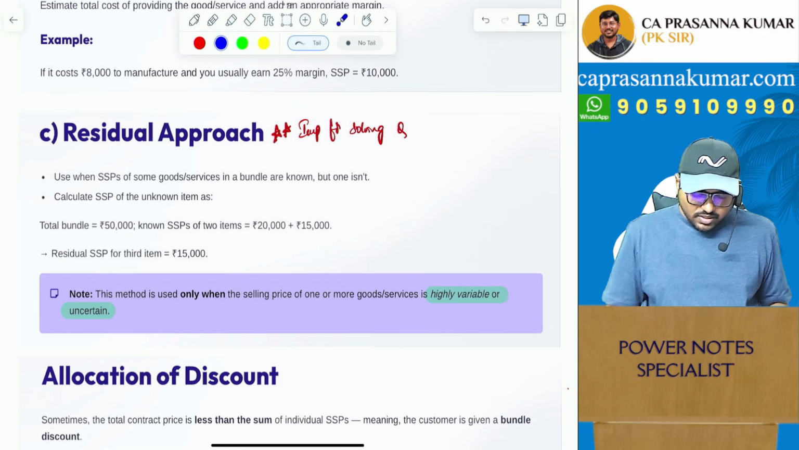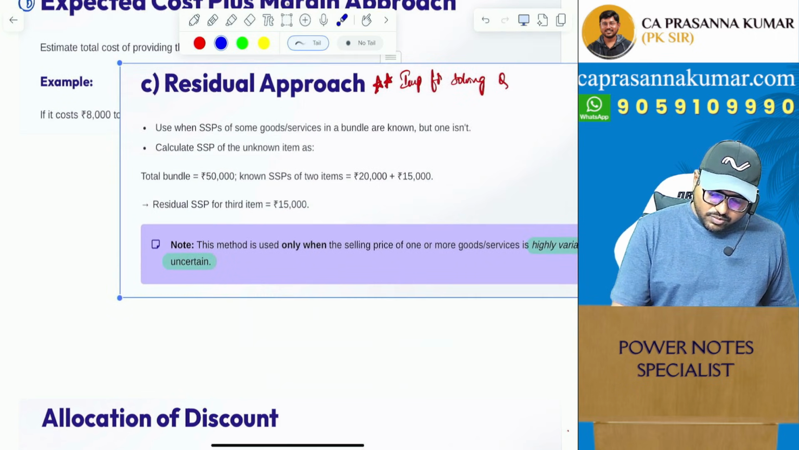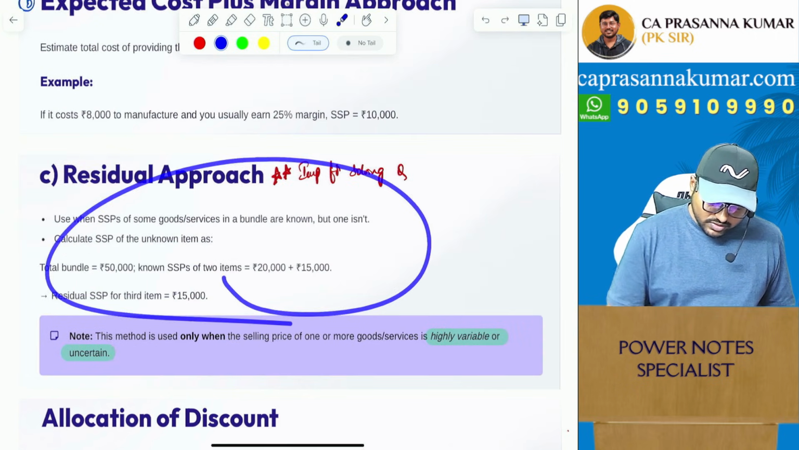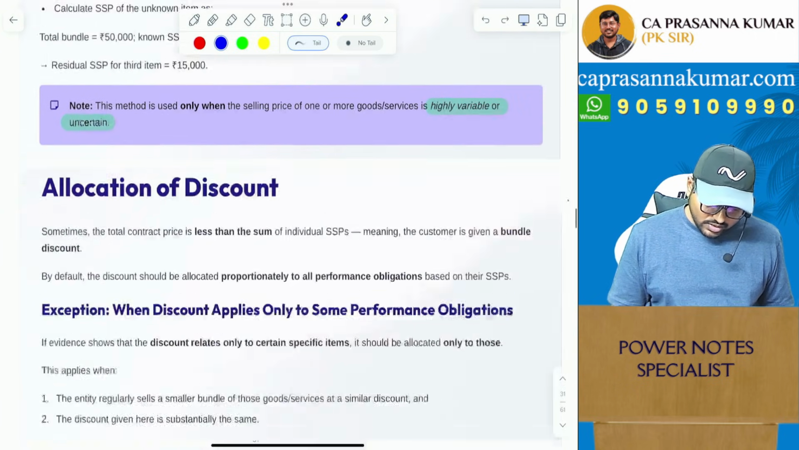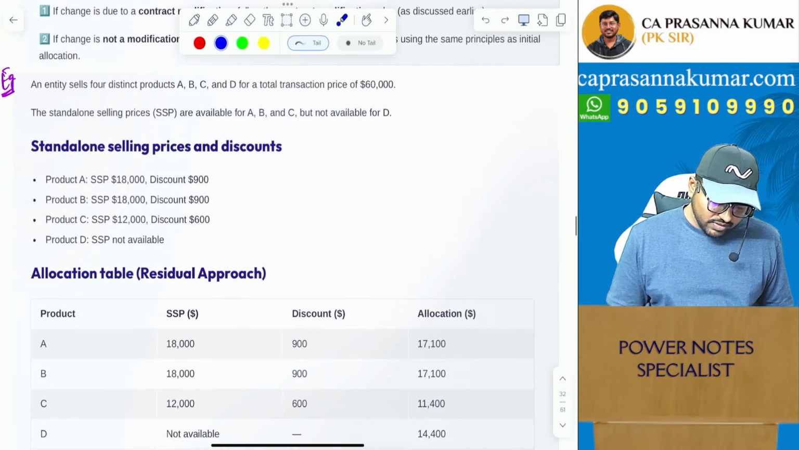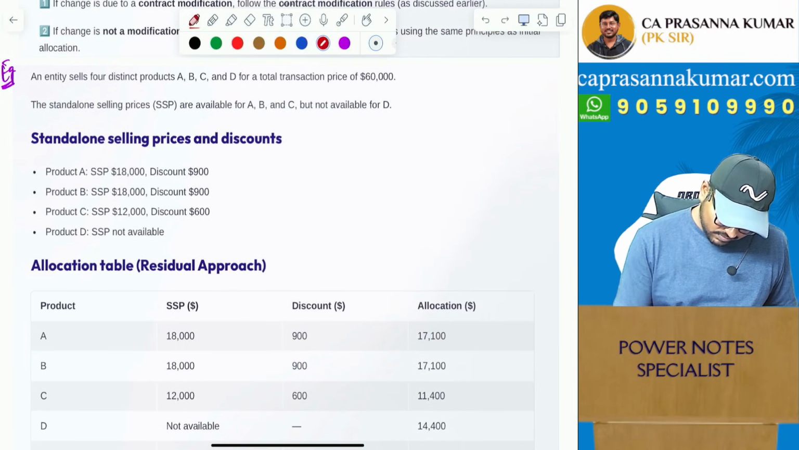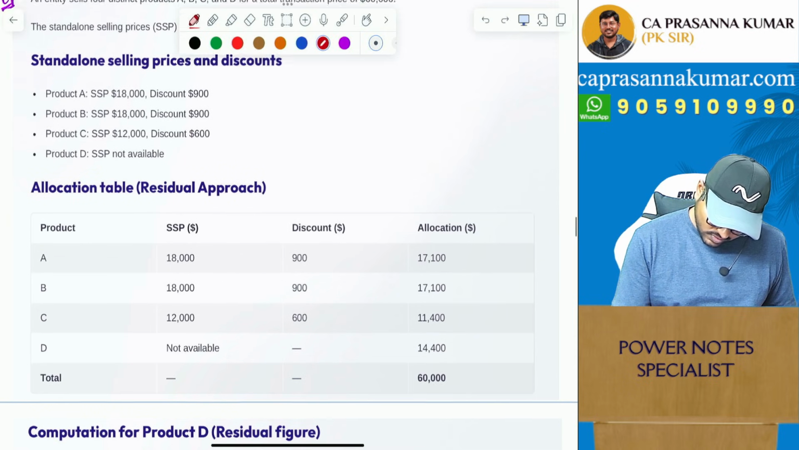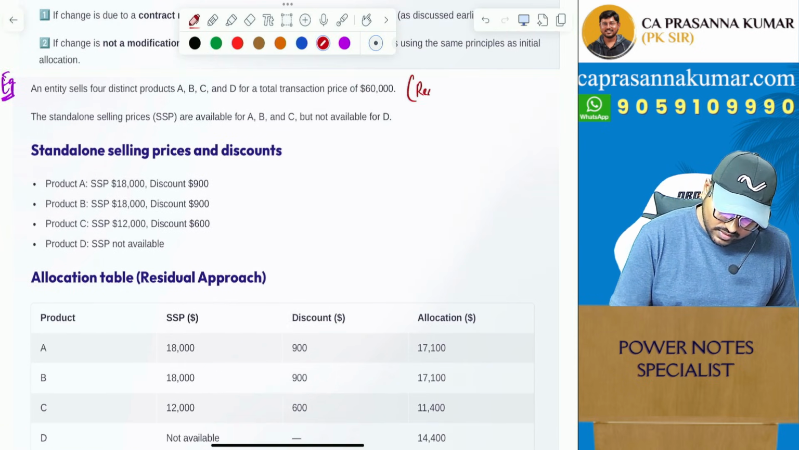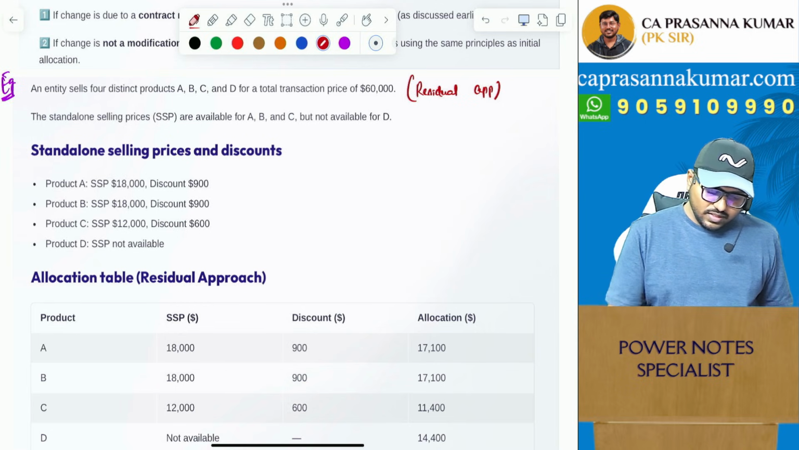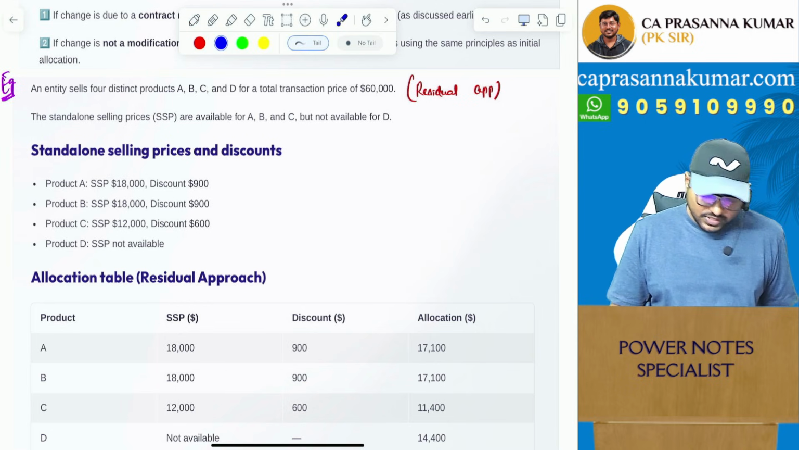All right, what is this residual approach? Okay, now when it comes to this residual approach, you will not know it straight away. So what I'll do is let's go to an example. From that we'll try to understand. Look at this example. Okay, I'll write here residual approach. Ready? Easy only, it's not difficult.